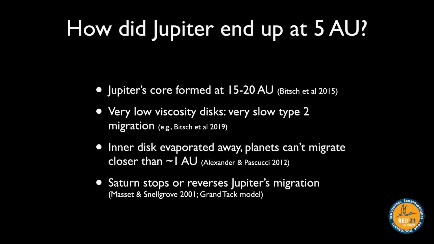Or another possibility, again, is that Jupiter on its own would have migrated much further inward, but Saturn stopped this from happening, and the two planets together either stayed where they were or even migrated outward. And that's the basis of the grand tack model for the solar system that we'll talk about a little later.